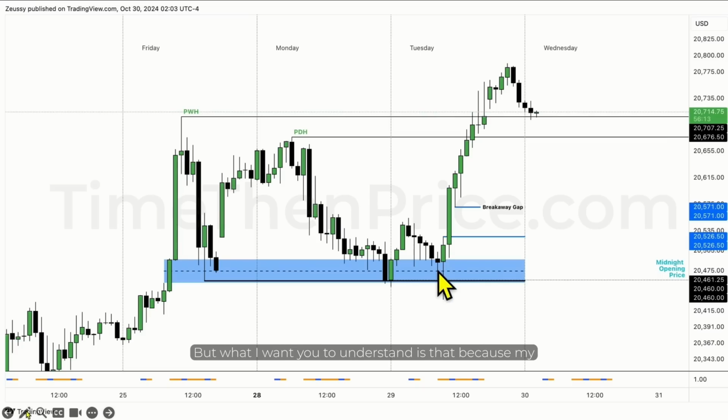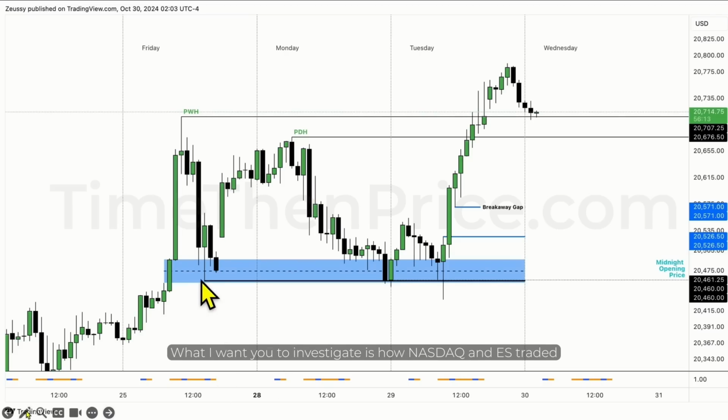But what I want you to understand is that because my anticipation was that we were going lower to go higher, because I'm bullish, I'm thinking that I need to wait for manipulation to take place towards the downside. Then I need to wait for the time to be right for distribution higher to take place. And that is where key algorithmic signatures come into play.